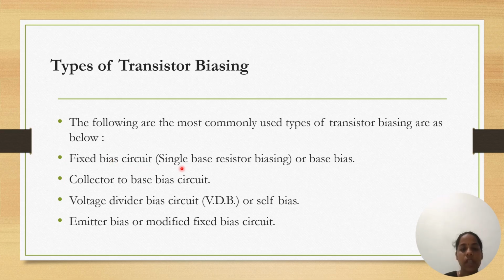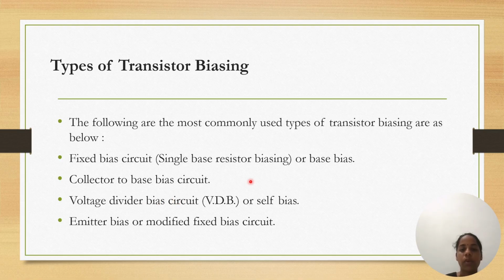Fixed bias has poor stability. In fixed bias, we can overcome this with collector to base bias, whose stability is better than fixed bias. Next, collector to base bias is improved by implementing voltage divider bias. In voltage divider bias, stability is highest, with stability factor equal to 1. Emitter bias is similar to the voltage divider bias.